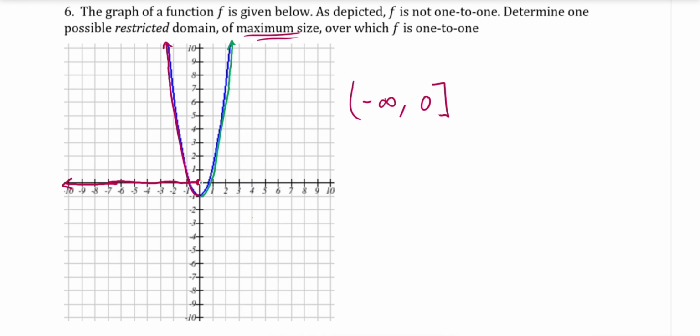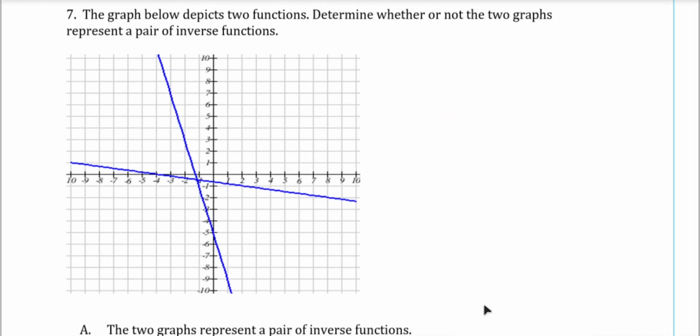Or correspondingly, you could take the other half of the graph where it's increasing and just look at that domain, in which case you're just looking at the green branch here of the function where it's also one-to-one. There are no repeated x values for any given y value, and that would be this interval here. So either of these two intervals are acceptable answers over what is a domain of maximum size over which it is one-to-one.